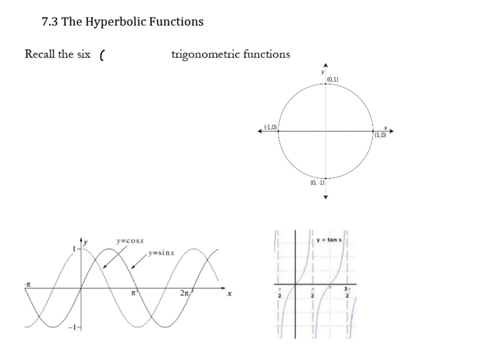There are 6 circular trigonometric functions. You should recall them from your basic trigonometry class. They're circular because they're based on the unit circle. Shown at right, the unit circle's equation is x squared plus y squared equals 1. So it's a circle centered at the origin with a radius of 1.